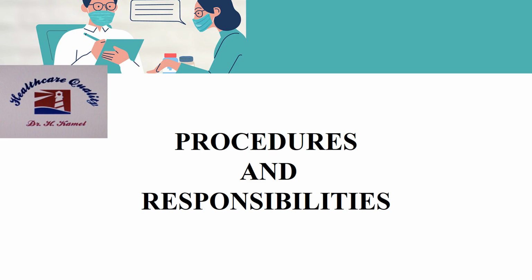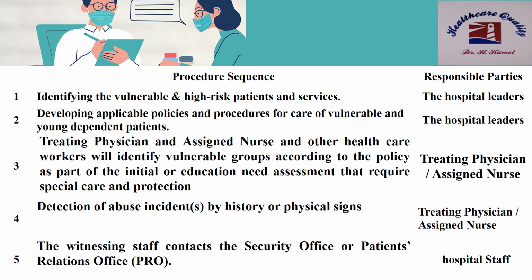Procedures and responsibilities. Number one, identifying the vulnerable and high-risk patients and services by the hospital leaders. Number two, developing application policies and procedures for care of vulnerable and young dependent patients by the hospital leaders.